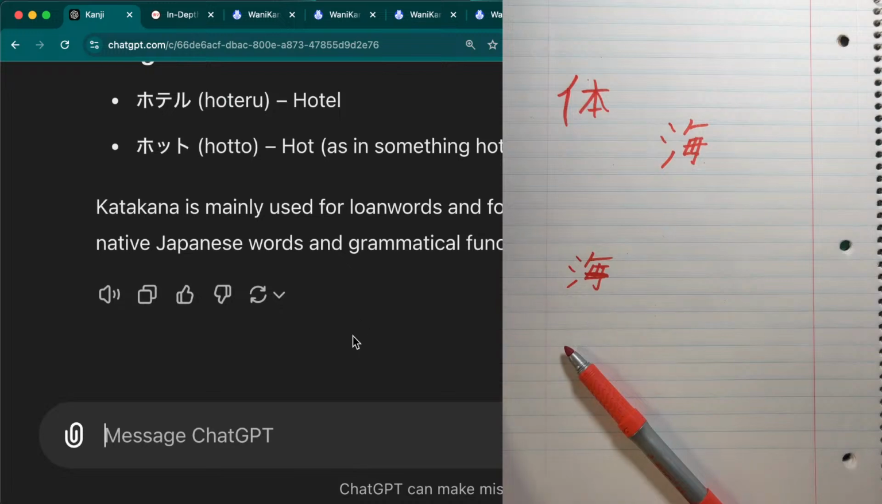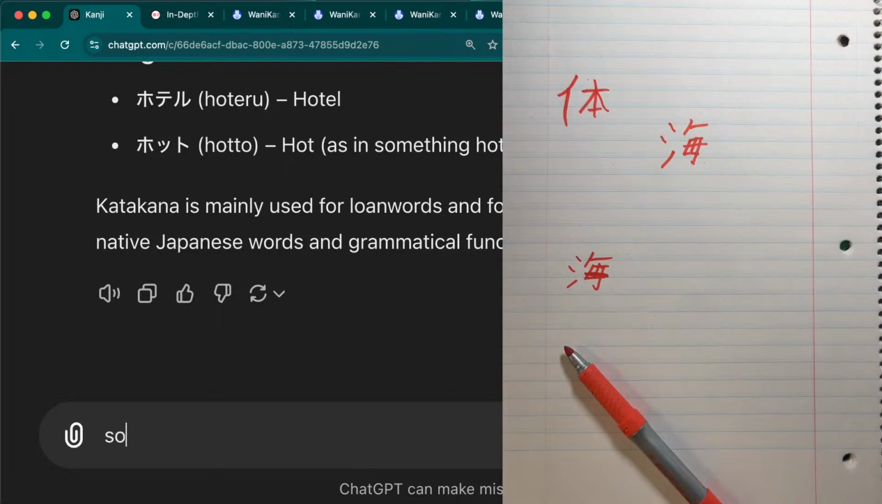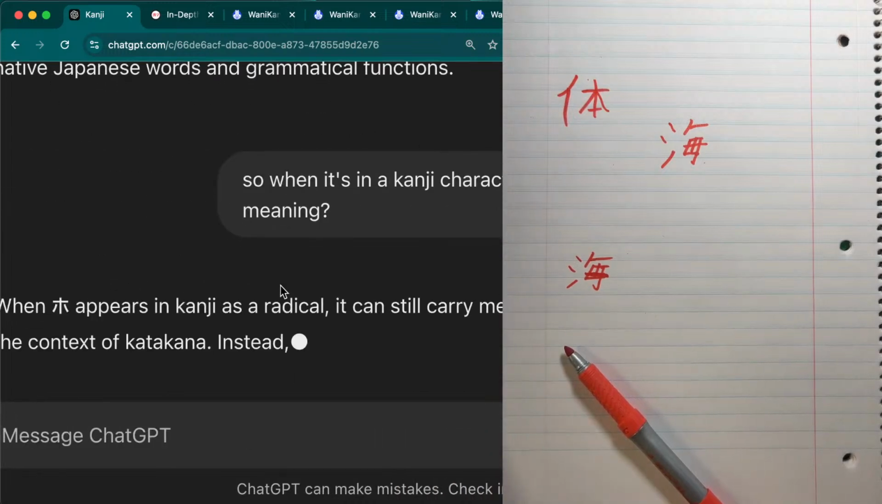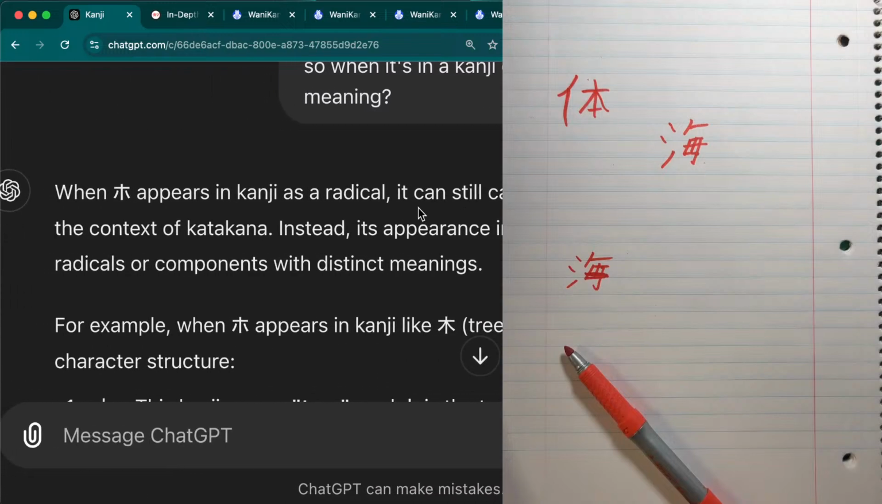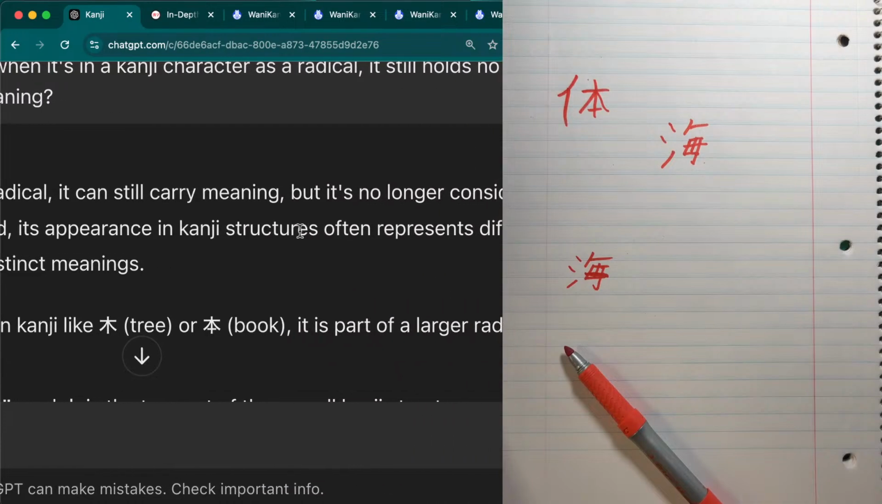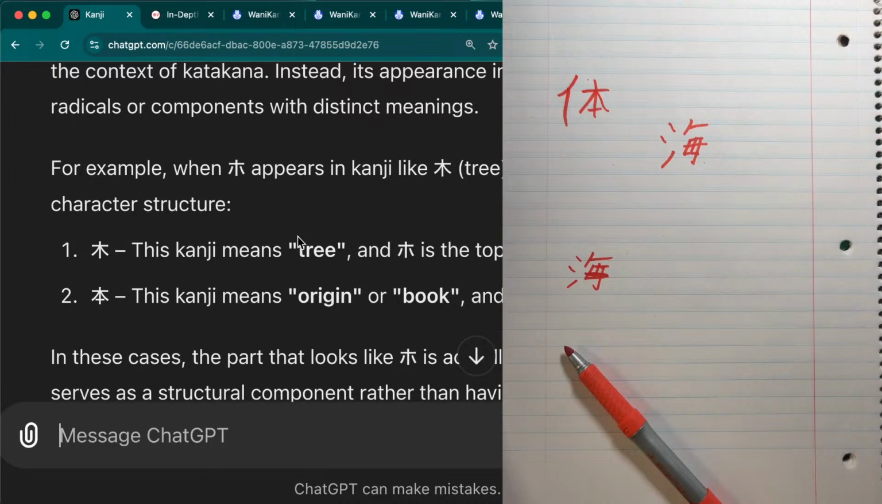Yeah, so it is ho. Let me just confirm. So when it's in a kanji character as a radical, it still holds no meaning. It can still carry meaning, but it's no longer considered in the context of katakana. Instead, its appearance in kanji structures often represents different radicals or components with distinct meanings.